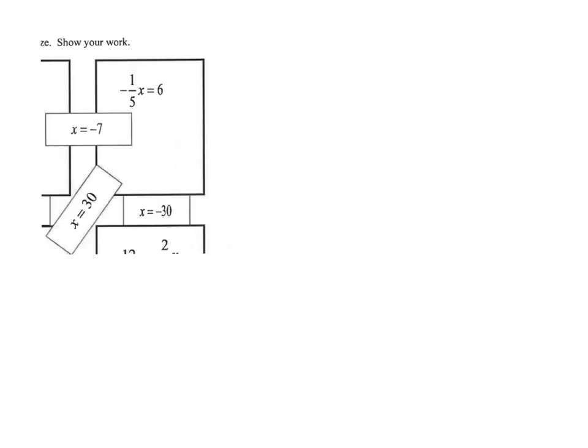Alright, let me rewrite this, because I'm going to bump that negative either up or down. It doesn't matter, let's go up with it. Negative 1/5 x is equal to 6. We're going to multiply by the reciprocal of negative 1 over 5. The reciprocal of negative 1 over 5 is 5 over negative 1, and we're going to do that on both sides.